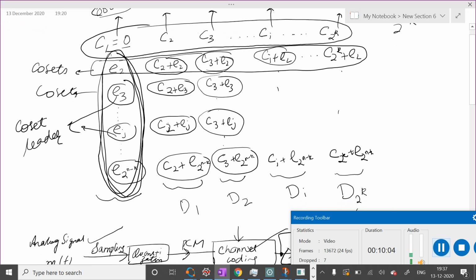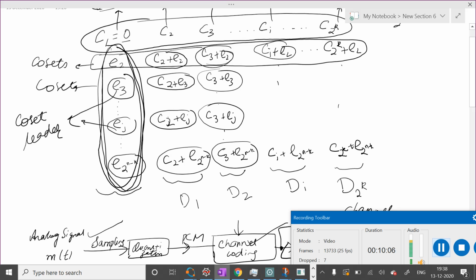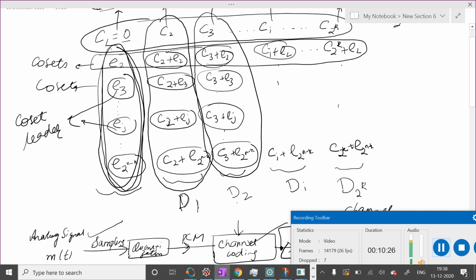So what is the set? Now it will be very clear. So these are the possible sets. C2 added with all the possible error patterns, this forms D1. Similarly, C3 and all the possible error patterns, this forms D2. Similarly, Ci and all the possible error patterns, this forms Di, and similarly the rest.